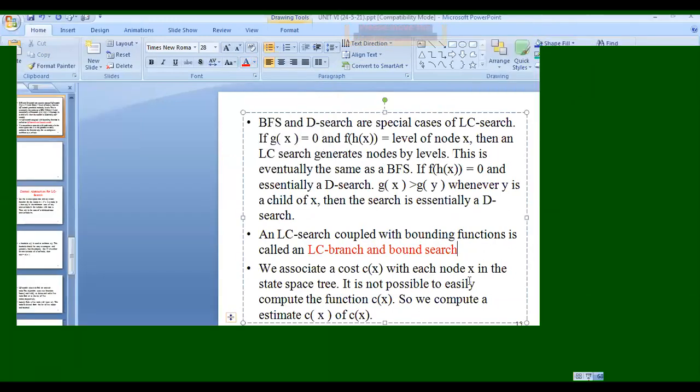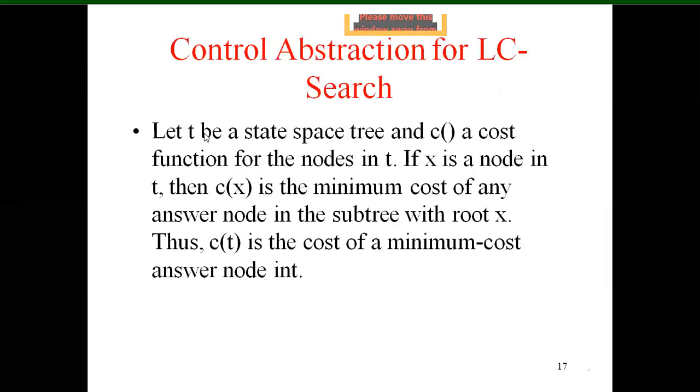We associate a cost c(x) with each node x in the state space tree. It is not possible to easily compute the function c(x), so we compute an estimate ĉ(x) of c(x). Estimate ĉ(x) we can calculate. Control abstraction for least cost search, we will continue in the next class.